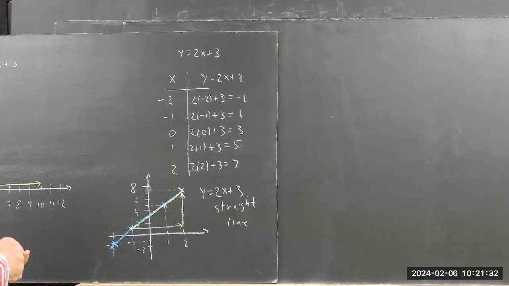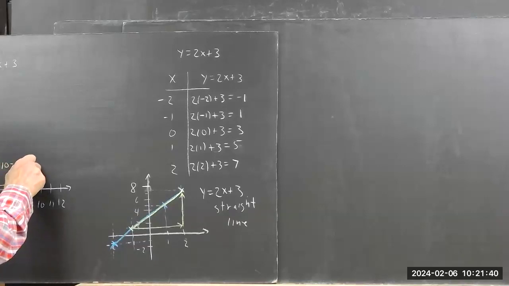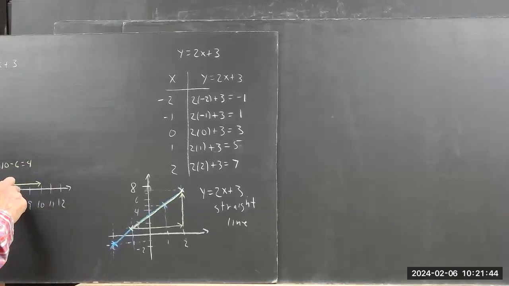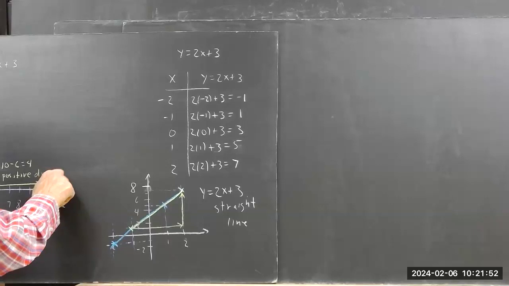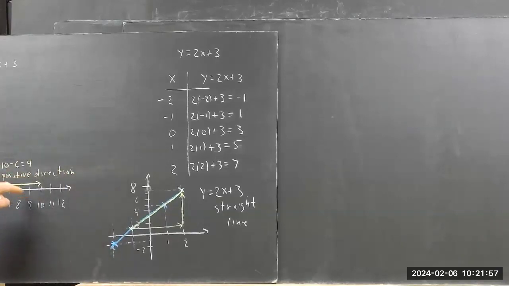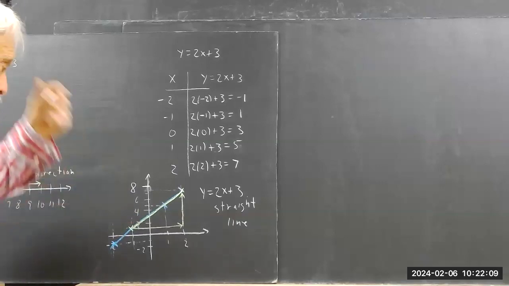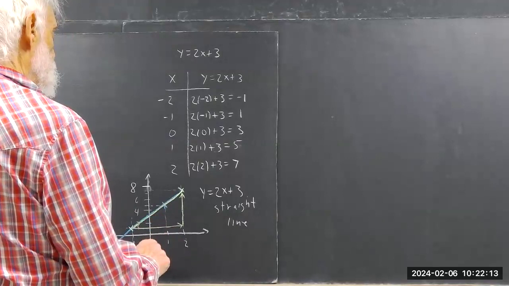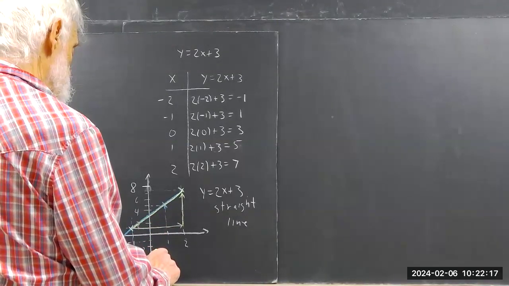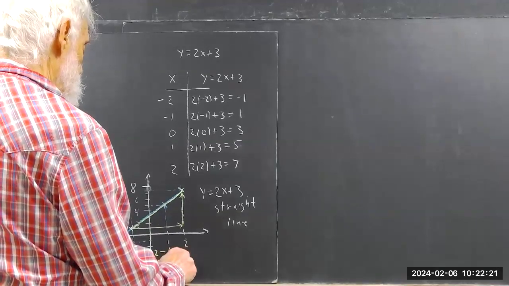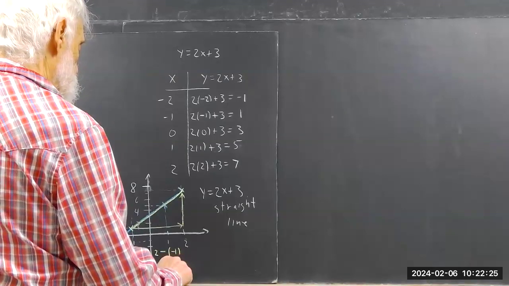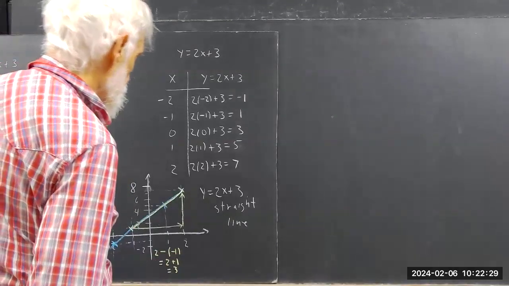Now let me just observe. This arrow is in the positive direction, because that's the direction the x-axis points in, and that's the direction of increasing numbers. Numbers are getting more and more positive as you go this way. Here, you get 3. The calculation would be 2 minus -1. Of course, that means 2 + 1, and that's 3.